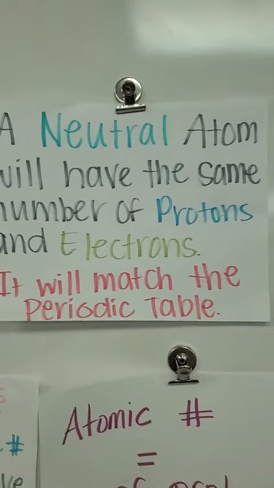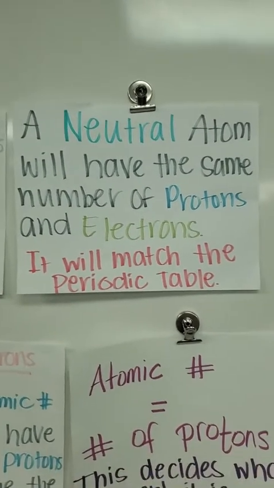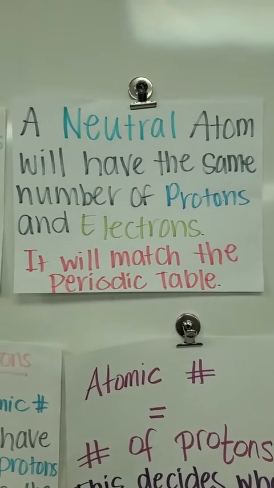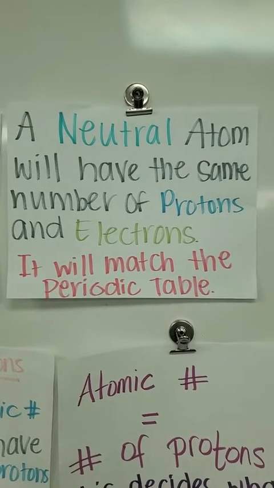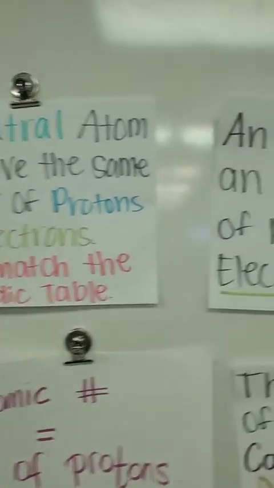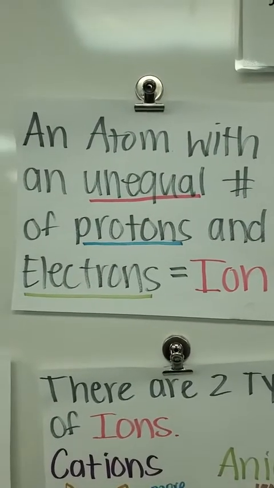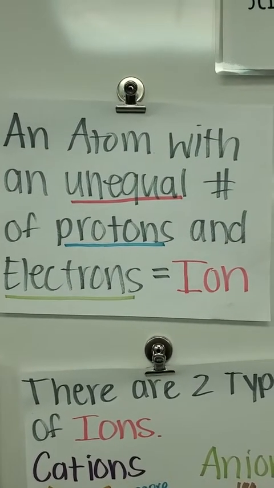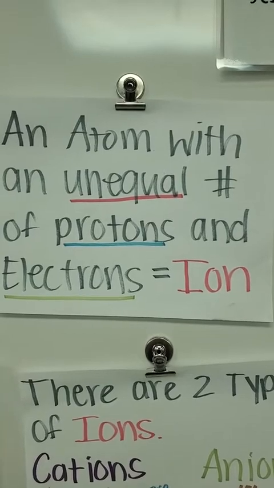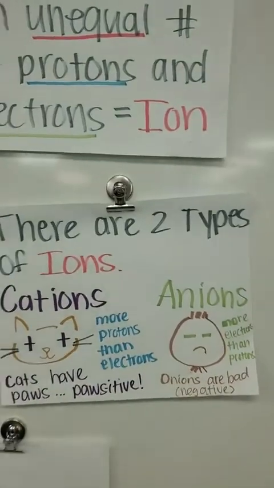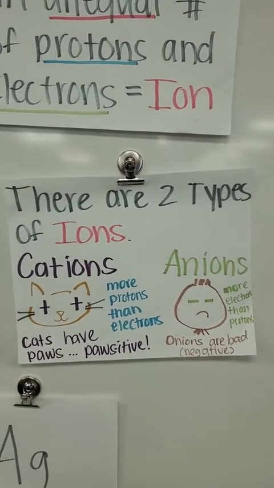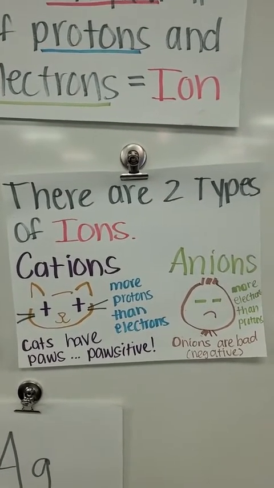So we're going to talk about neutral atoms first. A neutral atom is going to have the same number of protons and electrons, so it's going to match exactly what you see on the periodic table. When an atom has an unequal number of protons and electrons, it then has a charge, and we call those ions. There are 2 different types of ions: we have cations, and we have anions.